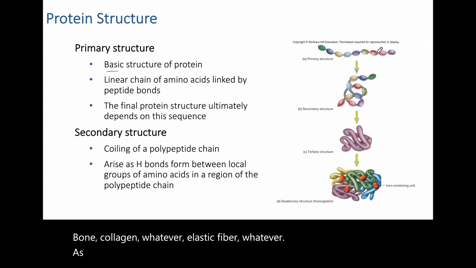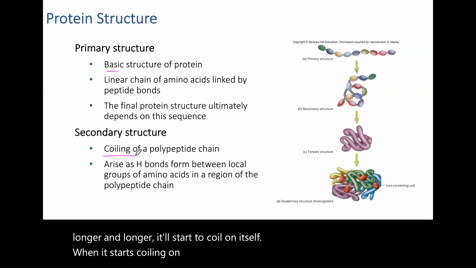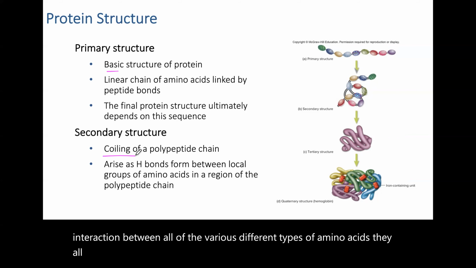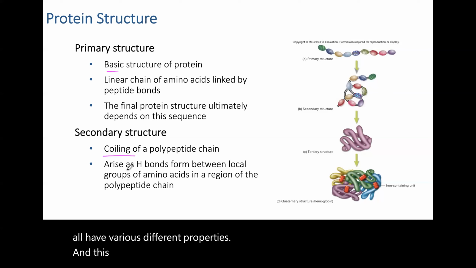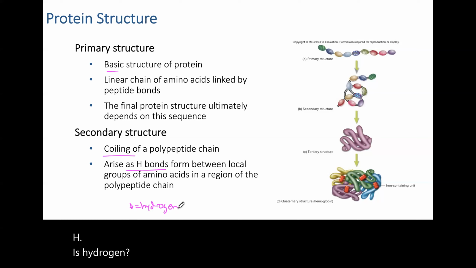As this primary structure starts to get longer and longer, it'll start to coil on itself. When it starts coiling on itself, it forms a secondary structure. As there are more and more amino acids, we get much more interaction between all of the various different types of amino acids. They all have various different properties. And this coiling phenomenon arises from the hydrogen bonds. H is hydrogen. This hydrogen bond is going to form between all of these adjacent, localized amino acids, and it gives you that coiling structure.